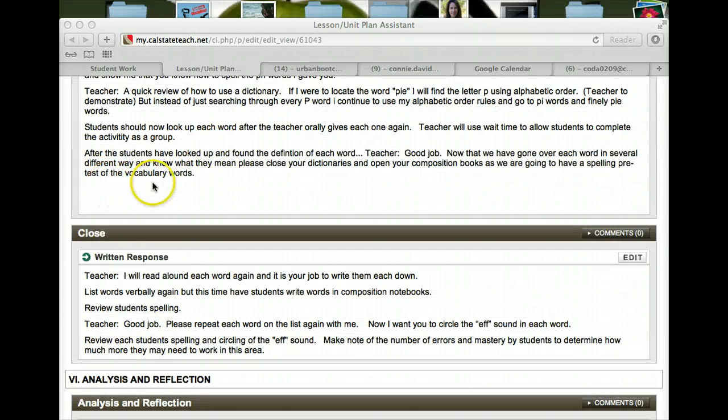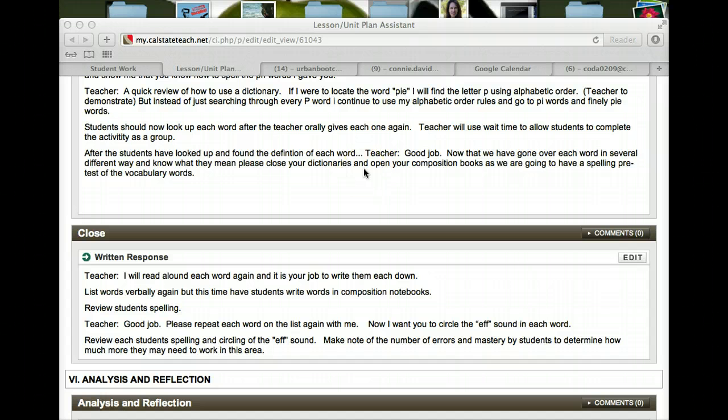Okay, as students have looked up and found the definitions of each word, again, you're assuming I can read the dictionary. You say, good job. I don't get that. I don't understand what you're going to do with this.